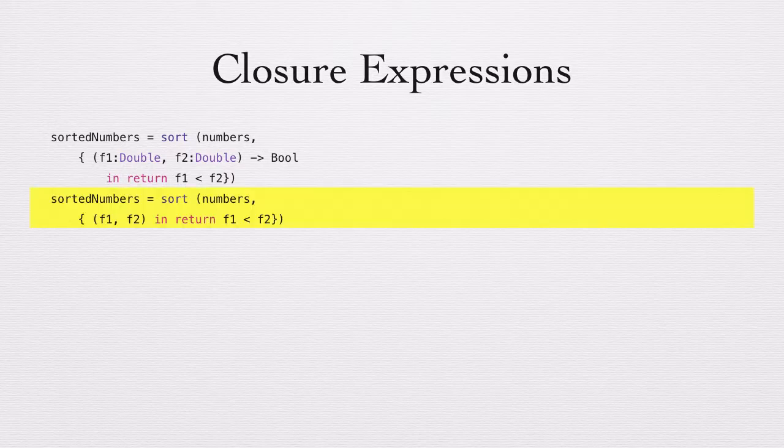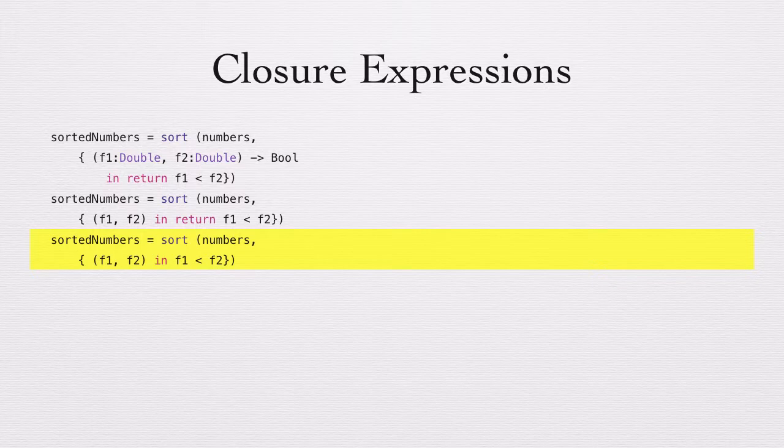This is a reduced expression. In this, we have removed the data types of input and output parameters as the compiler would infer them from the type of parameter that the sort function expects. In the next version, we remove the return keyword. The closure function body consists of only one single statement that returns the result of comparison of two double-value numbers. Thus, an explicit return statement is not required here. The compiler can infer this automatically.